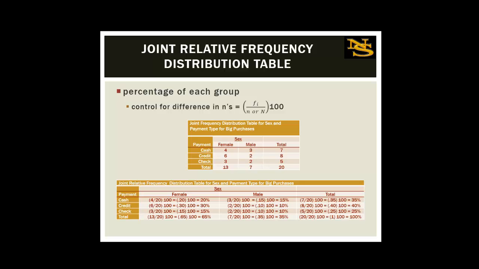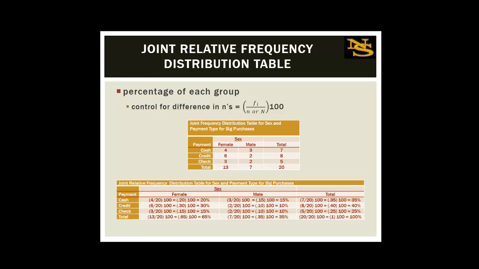Now let's jump down to the bottom row here, these totals. So we can look at the total number of females. 13 out of 20 in our sample were females. 65% of our sample was female. Males, 7 out of 20 were males. 35% were males. Now, if you look at the bottom right side here, you can see that 100% of our sample is represented in total.